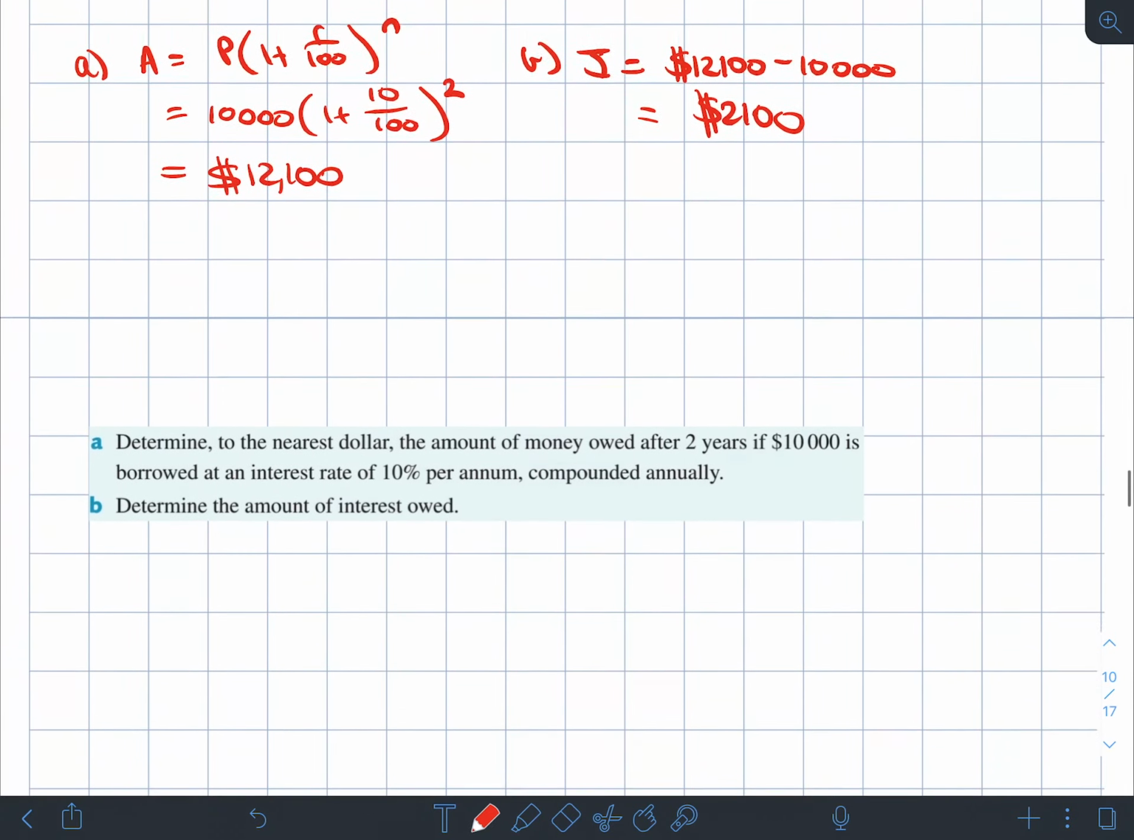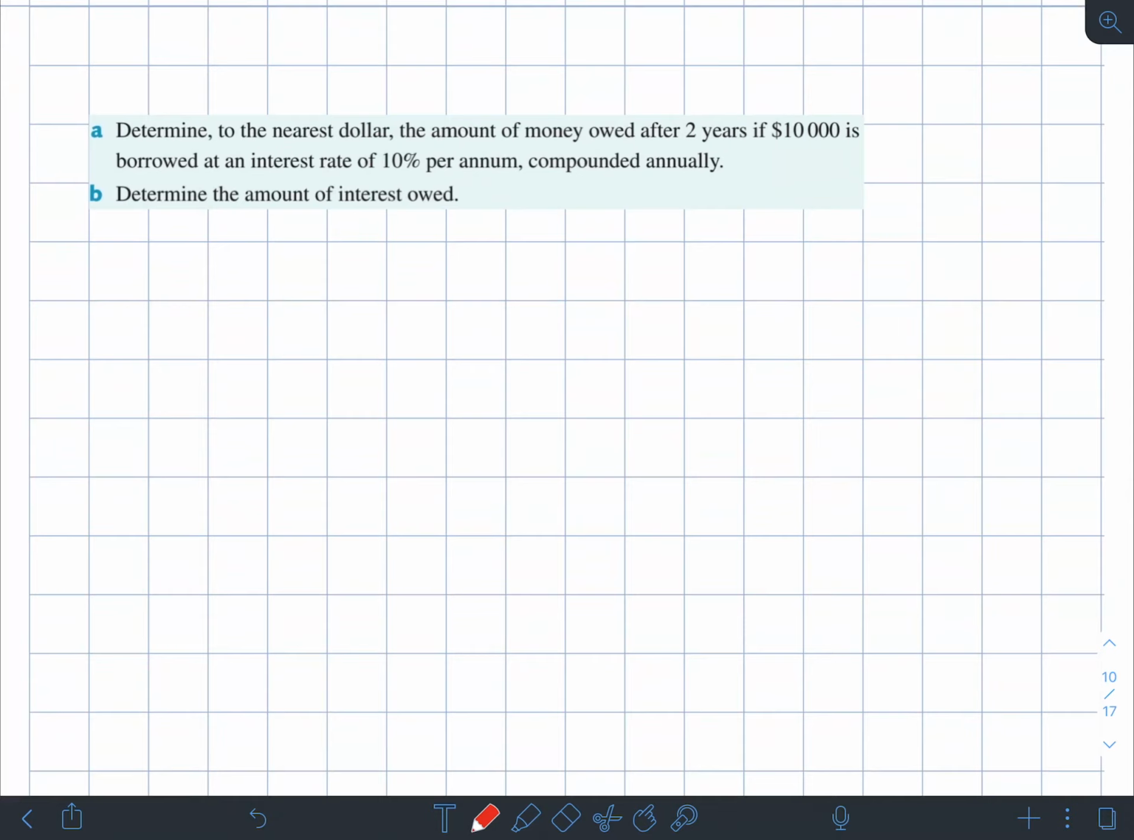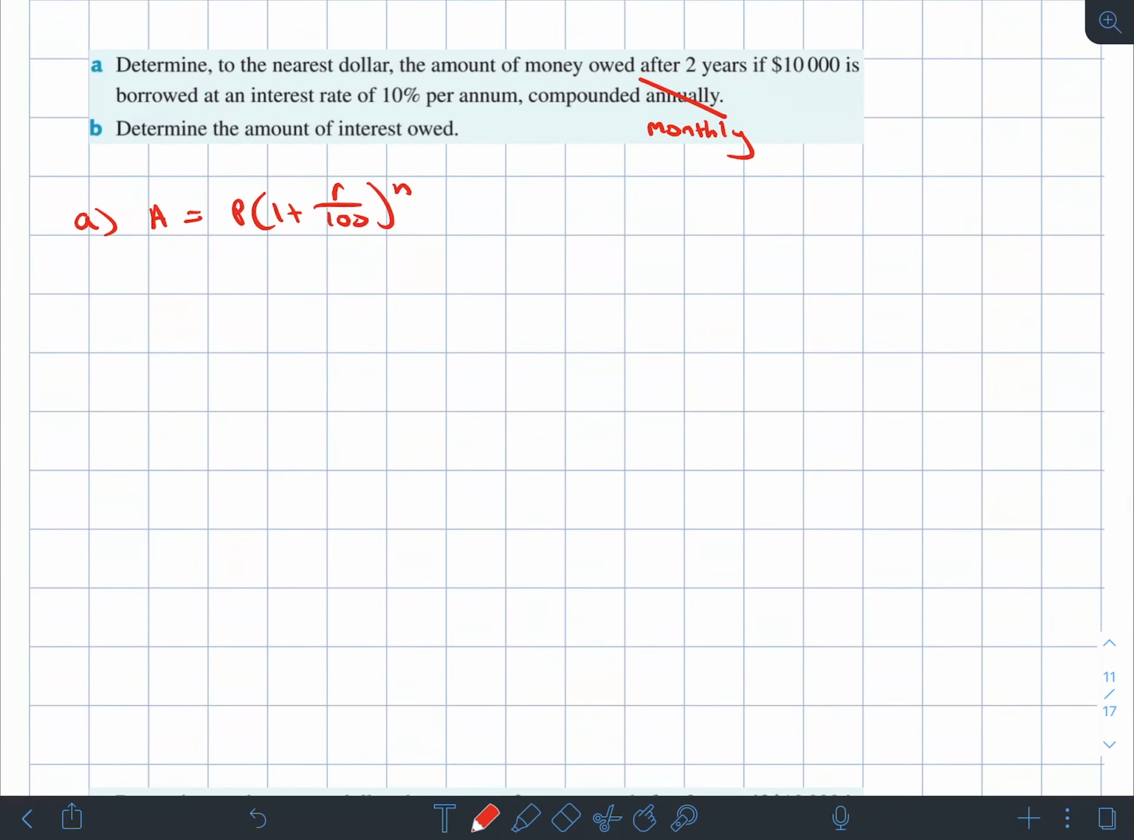Okay, so next one is the same question, but I'm going to change one aspect of it. Instead of compounding annually, we're going to be compounding monthly, which again is a more common way of determining interest. So there are a couple of things that we need to do differently. The formula stays the same, but we need to change our interest rate. So instead of 10% per annum, divide that by 12 to get 0.83% per month.